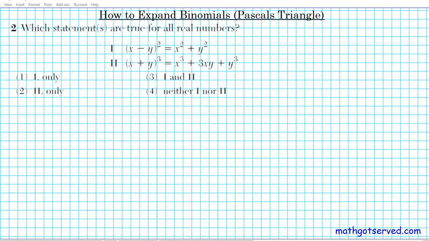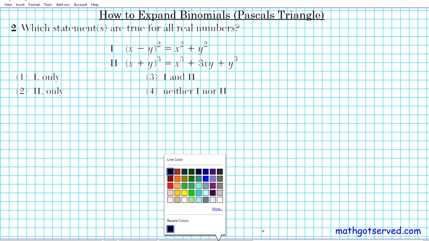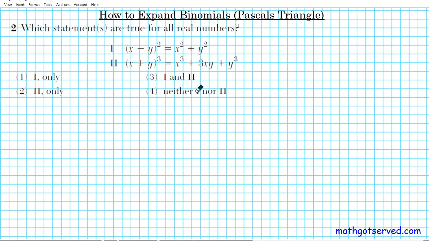Alright, let's take a look at question 2. In question 2, we're being assessed on how to expand binomials. We're going to be expanding binomials raised to the second and third power. We're going to be using the distribution or FOIL method and Pascal's triangle to expand these binomials, and also the box method too. Alright, so question 2 reads, which statements are true for all real numbers?